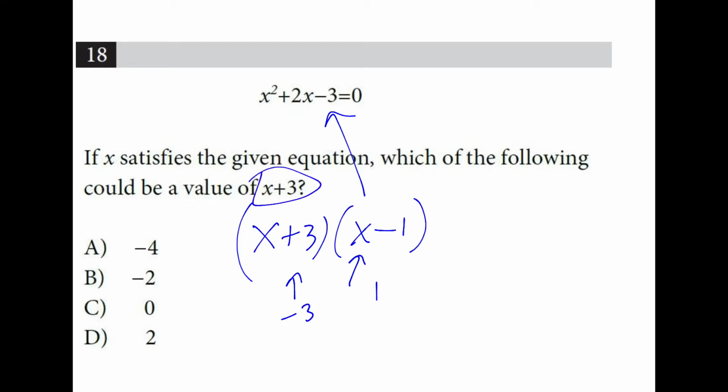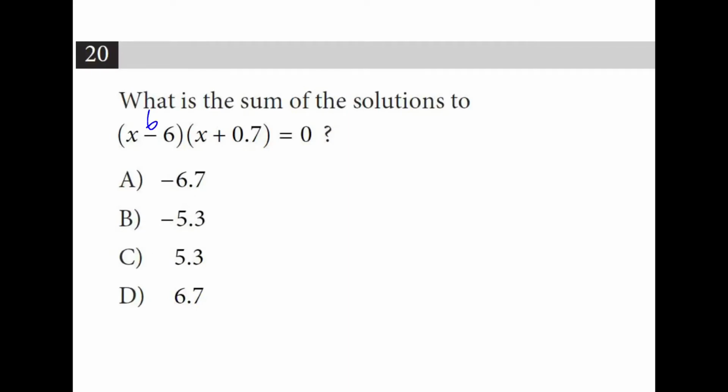And then they want to know what is x plus 3. So negative 3 plus 3 is 0. 1 plus 3 is 4. 0 is there. The solutions here are a positive 6 and a negative 0.7. If I add those together, I get 5.3.